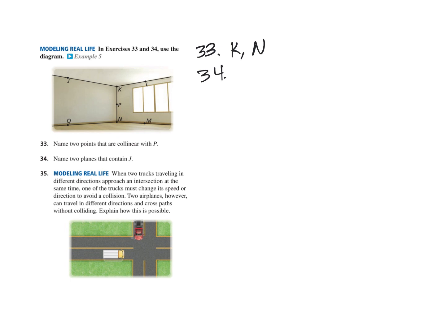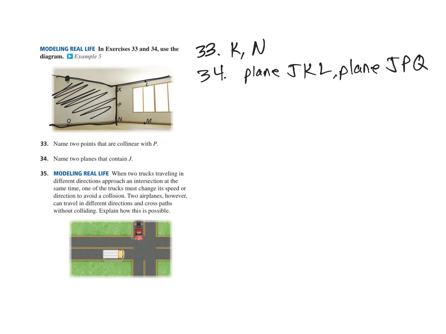So let's erase this part. Point J is right here. 2 planes that contain it would be the ceiling plane, which is JKL. That's a plane, plane JKL. And the plane that's the front wall here, J, and just pick another set, JPQ. You have other letters there you can use. So this plane and this plane, those both contain letter J. All right, now let's go to number 35.